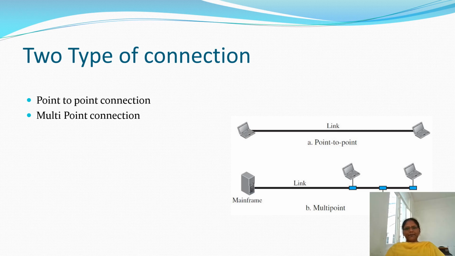But in the case of multi-point connection, there is a link, and the link is shared by multiple devices. So here the entire bandwidth is divided among the devices which are all connected in this particular multi-point environment. So this is about two different types of connection: point-to-point connection and multi-point connection.